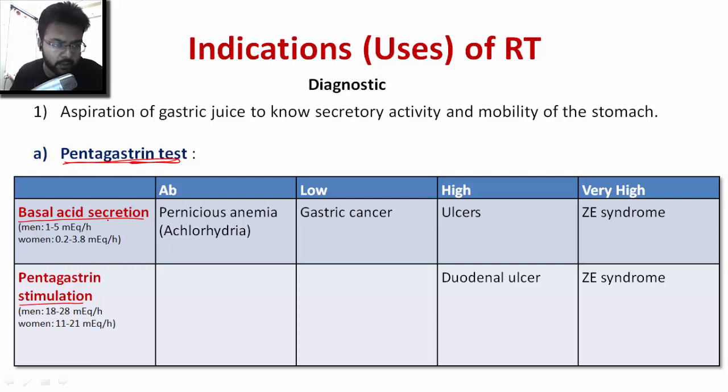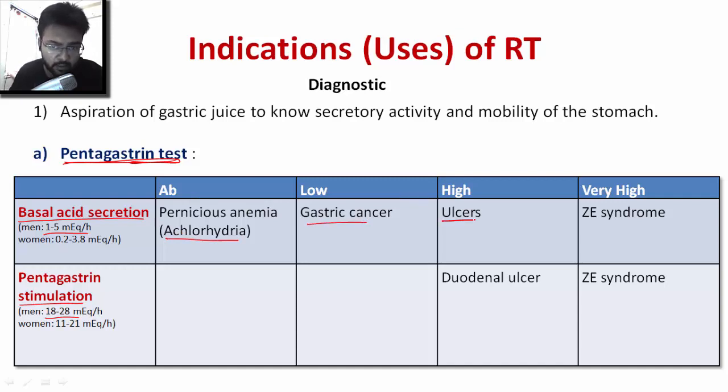The normal basal acid secretion in men is around 1 to 5 milliequivalent per hour, and after stimulation with gastrin or an artificial molecule like pentagastrin, the secretion will be raised to 18 to 28 milliequivalent per hour. Now there are certain abnormalities of basal acid secretion. It may be completely absent in pernicious anemia, in which there are autoantibodies against the parietal cell, which result in achlorhydria. It can be low in gastric cancers.